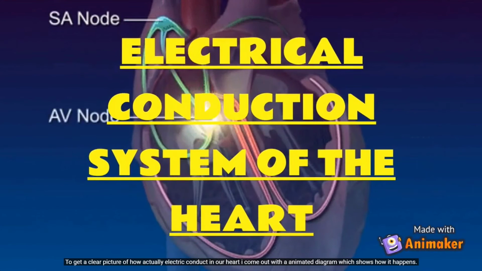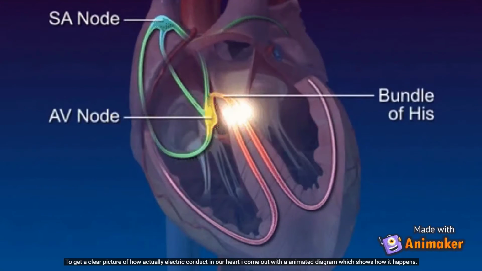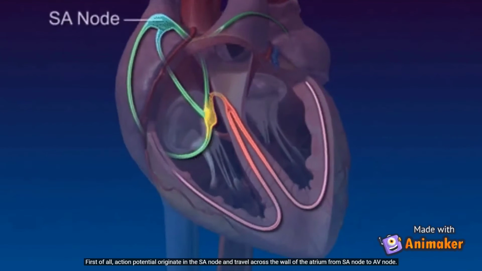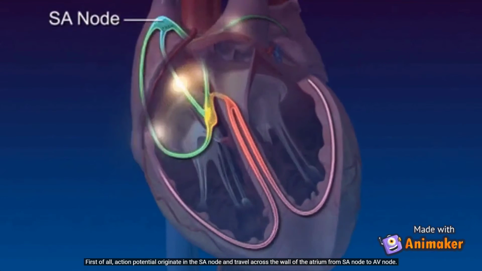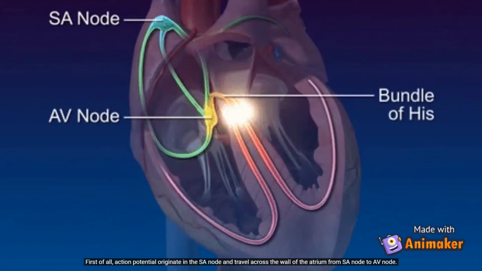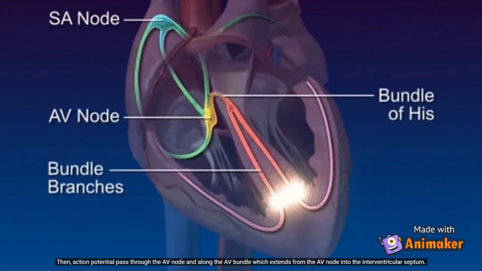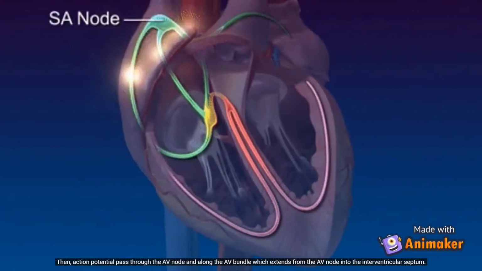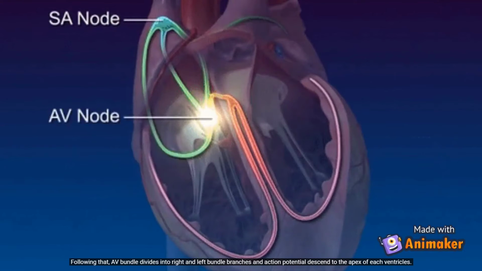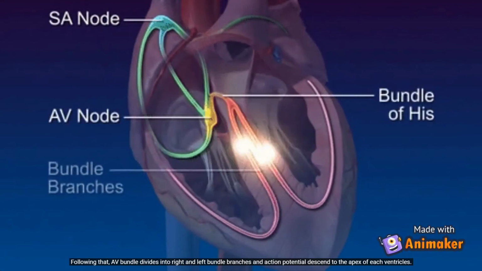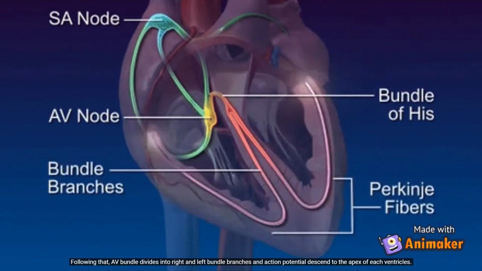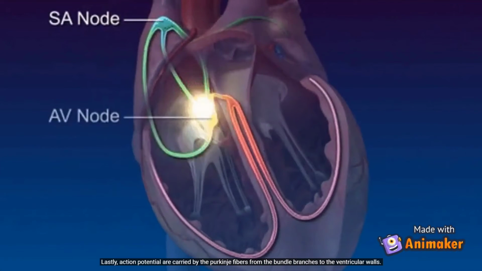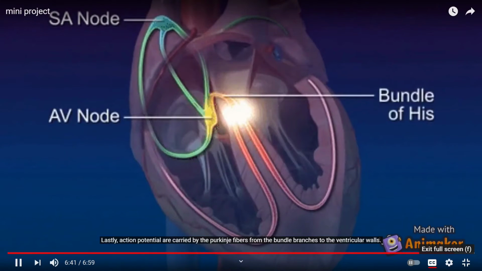To get a clear picture of how electricity is actually conducted in our heart, I have come up with an animated diagram which shows how it happens. First of all, the action potential originates in the SA node and travels across the wall of the atrium from the SA node to the AV node. Then, the action potential passes through the AV node and along the AV bundle, which extends from the AV node into the interventricular septum. Following that, the AV bundle divides into right and left bundle branches, and the action potential descends to the apex of each ventricle. Lastly, the action potential is carried by the Purkinje fibers from the bundle branches to the ventricle walls.